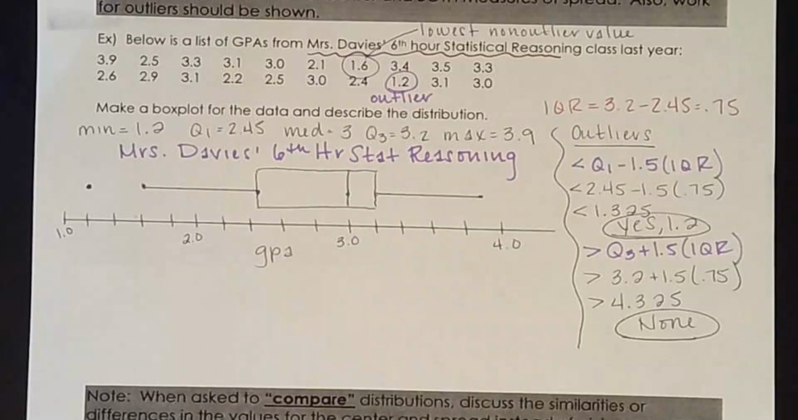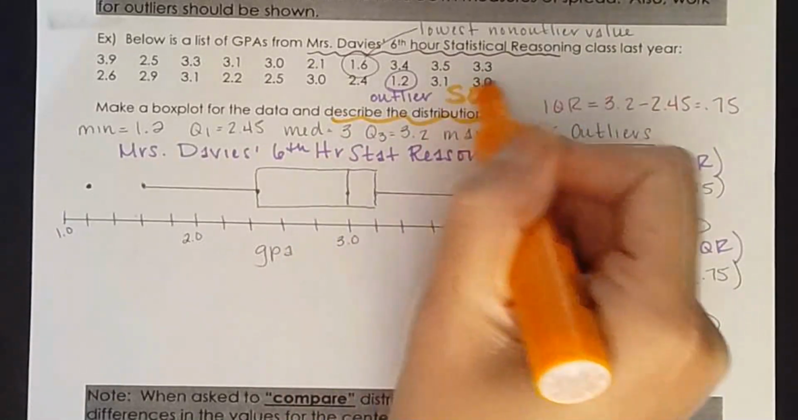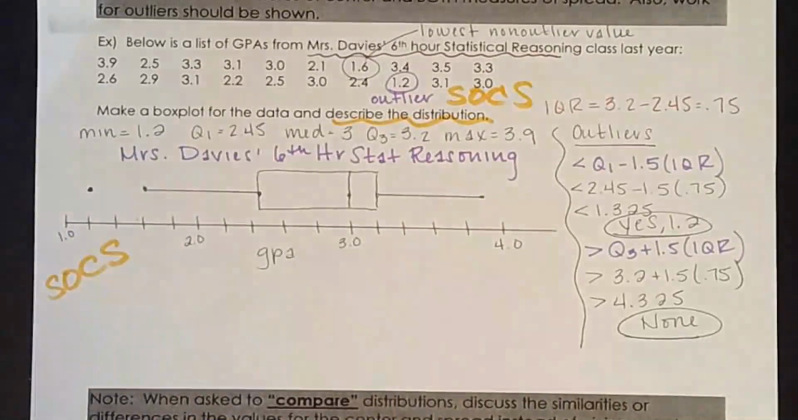What's also a review of yesterday, you guys, is describe the distributions. Remember, anytime we see describe the distribution, that means shape, outlier, center, and spread. So here we go. Shape of a box plot. Remember, we have three choices for shape of a box plot: skewed left, skewed right, and symmetric.